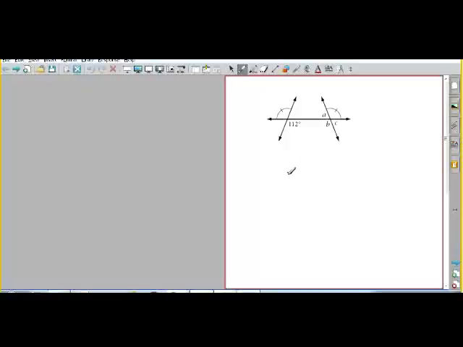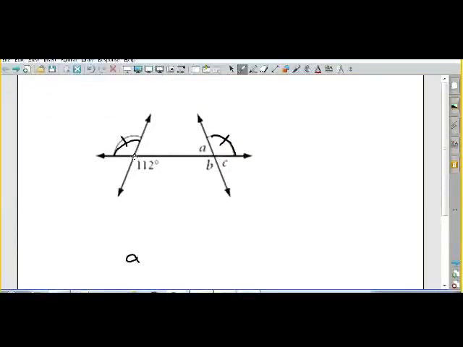So the first problem, they're asking for what are the values for angles A, B, and C. The key thing is that this means that these two angles have the same value. So let's start with what we know. If this is 112 degrees, let's see who we got next there. So Mary, what is the value for this angle? So these are vertical angles. The vertical angles are equal. So that's 112 degrees. Okay.